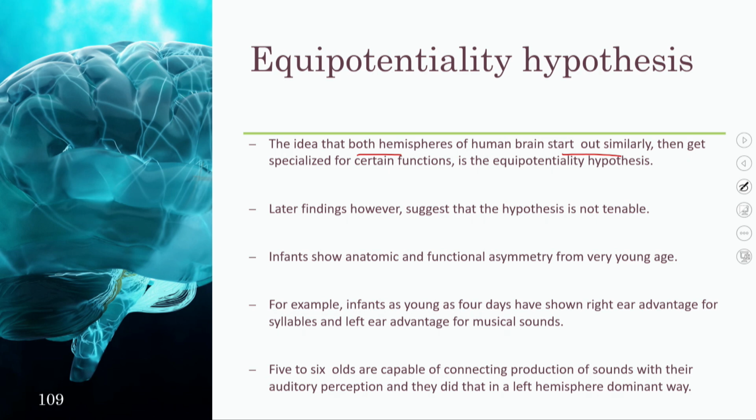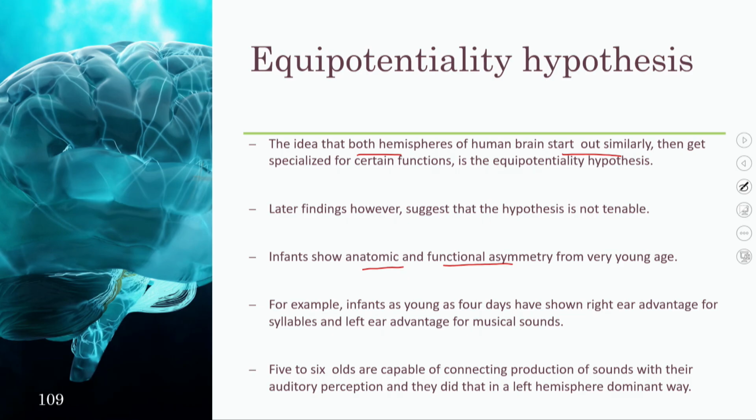Later findings, however, do not agree with Lenneberg's idea, and today, of course, we know that this theory is not exactly tenable. Why is it not tenable? Infants show anatomic and functional asymmetry from a very young age. Anatomic and functional basically refer to the structure and the function. So, the two hemispheres of the brain are not exactly the same. That is what we are talking about.